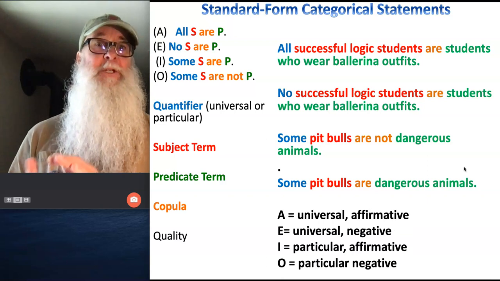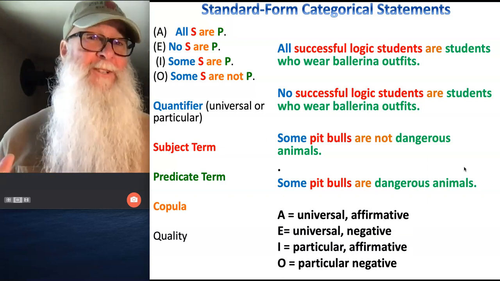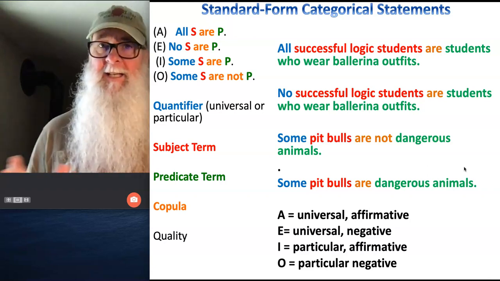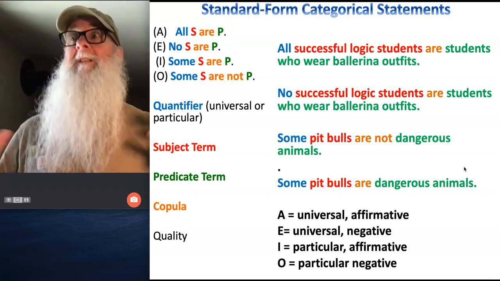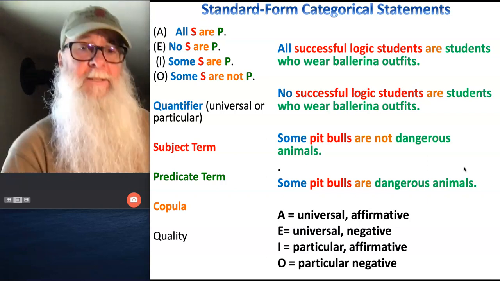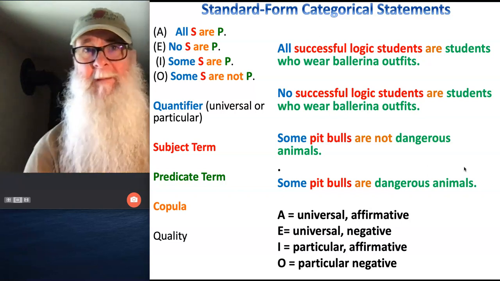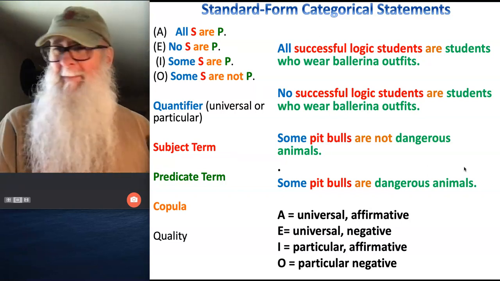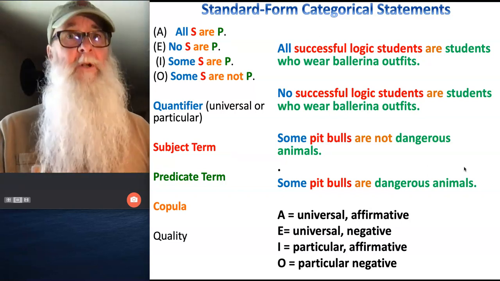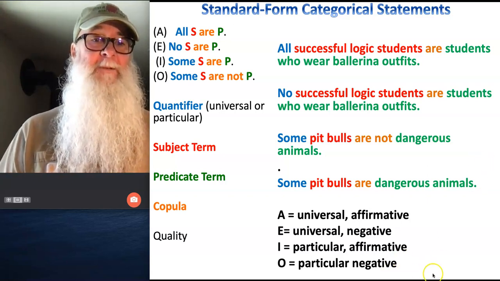So the pattern here is this. A statements, they're universal and they're affirmative. But E statements are universal and negative, right? Because A and E statements are making a claim about every single member of the subject term category. Okay? And I statements are particular. They're not talking about every single member of the subject category. They're talking about some number of them. O statements are also particular. But I statements are affirmative and O statements are negative.